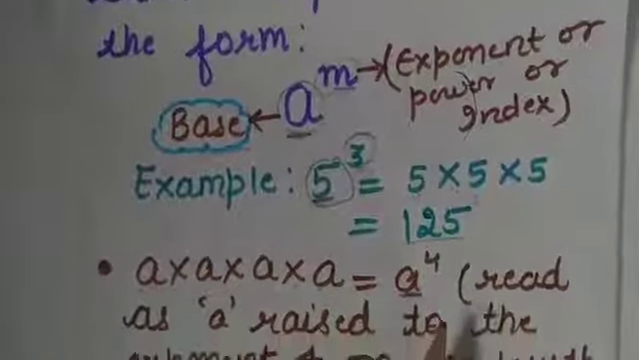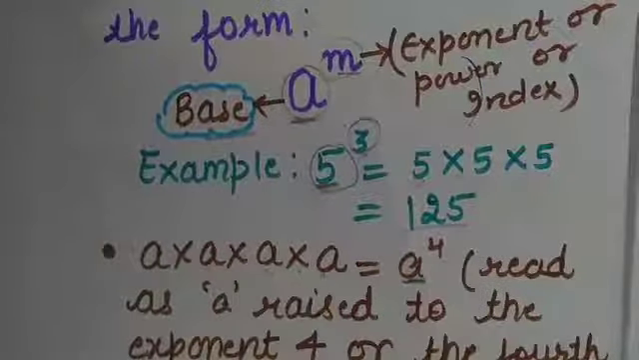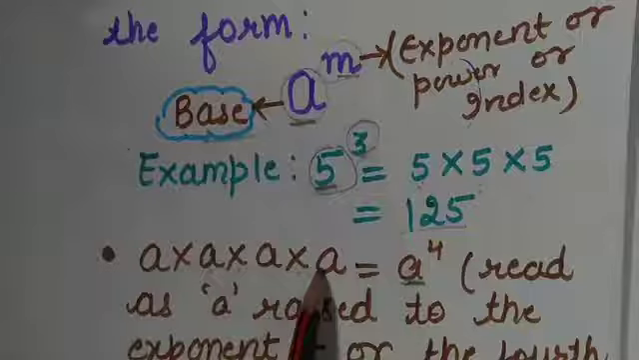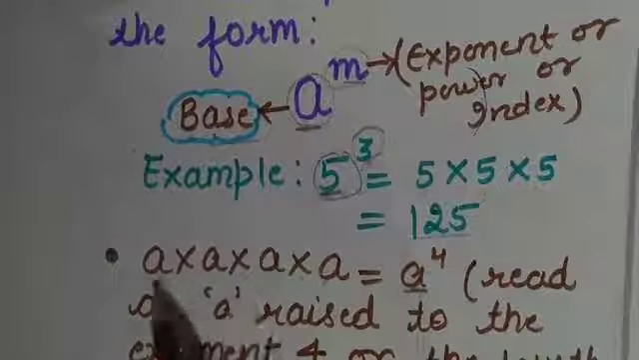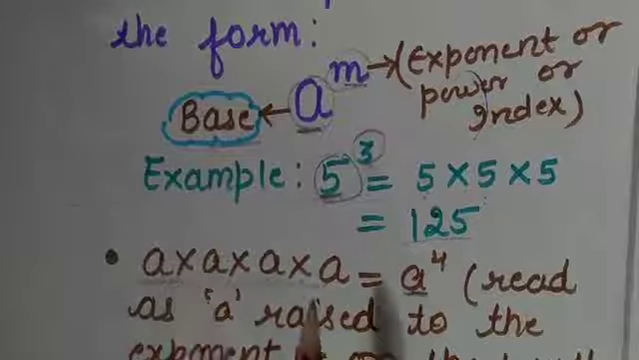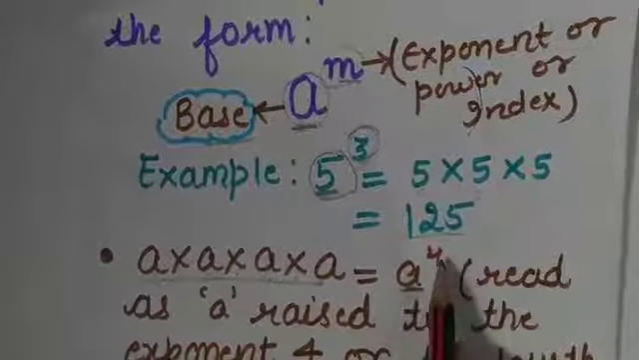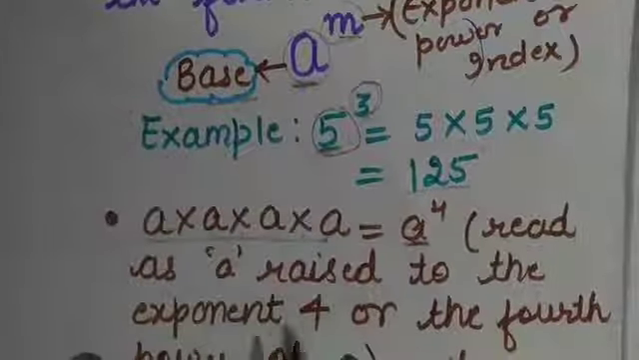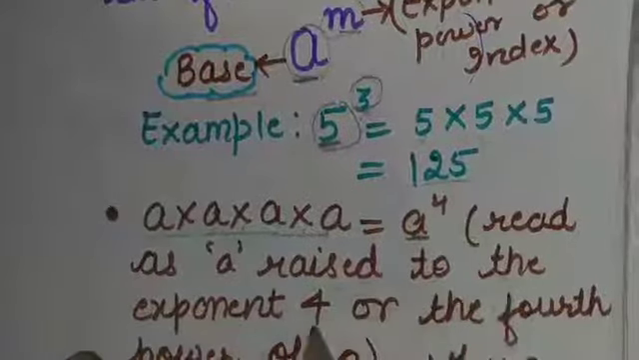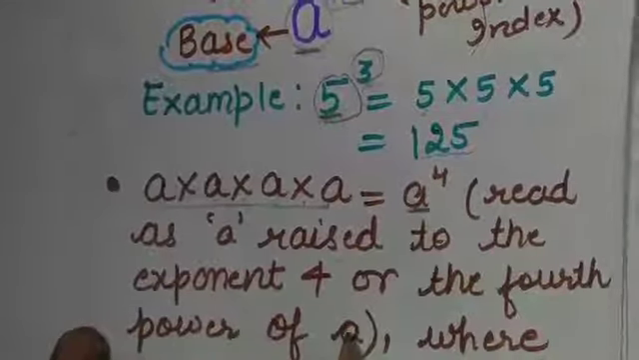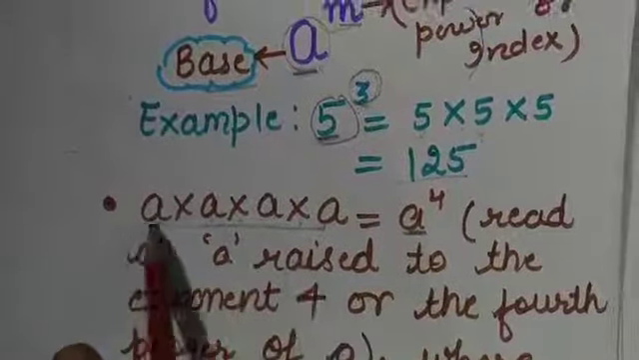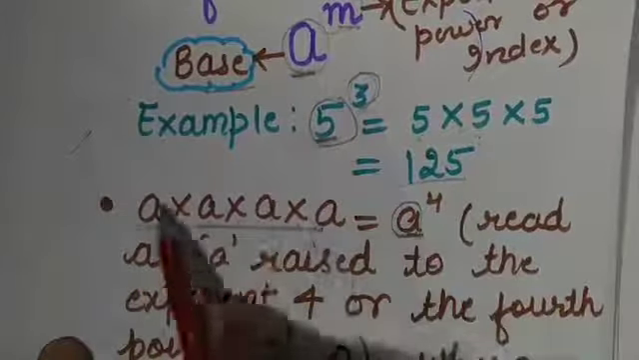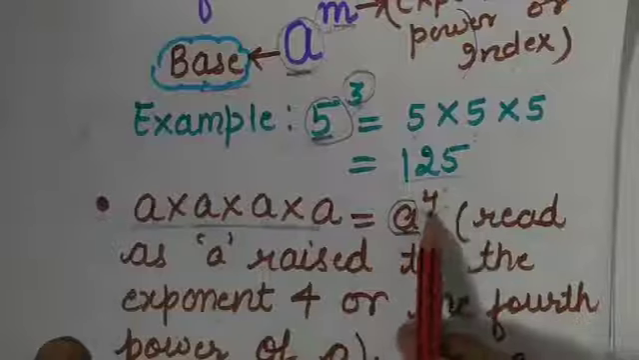Now come to the third point. If I take any general number, a into a into a into a, here a is multiplied 4 times. So in exponential form, this expression can be represented as a raised to the power 4. How will you read it? It is read as a raised to the exponent 4, a raised to the power 4, or the fourth power of a. Here I have multiplied a 4 times. The number which is being multiplied is always the base, and the number of times the base is multiplied is its power.